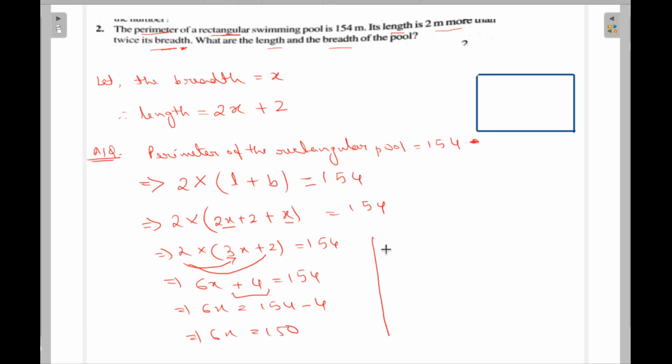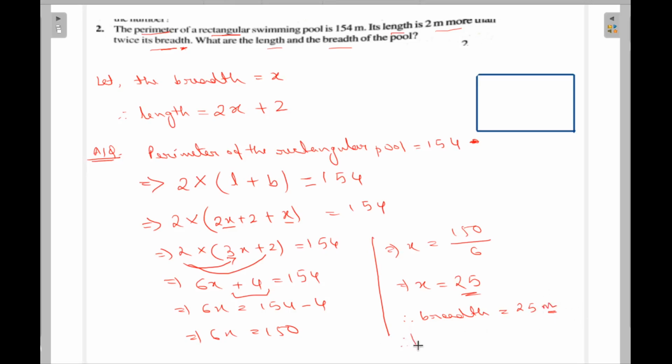And from here we can write x equals 150 by 6. Now what is the answer? 25. Okay. So x equals 25. Therefore breadth equals 25 meter. So in the answer we have to write the unit. The unit is meter here, so we will write meter.